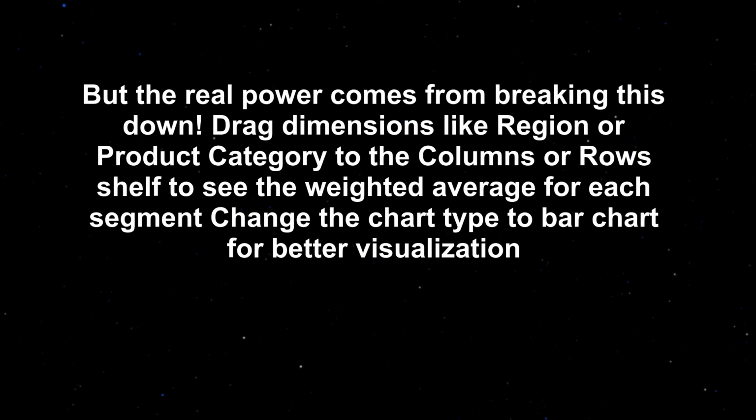But the real power comes from breaking this down. Drag dimensions, like region or product category, to the columns or row shelf to see the weighted average for each segment. Change the chart type to bar chart for better visualization.